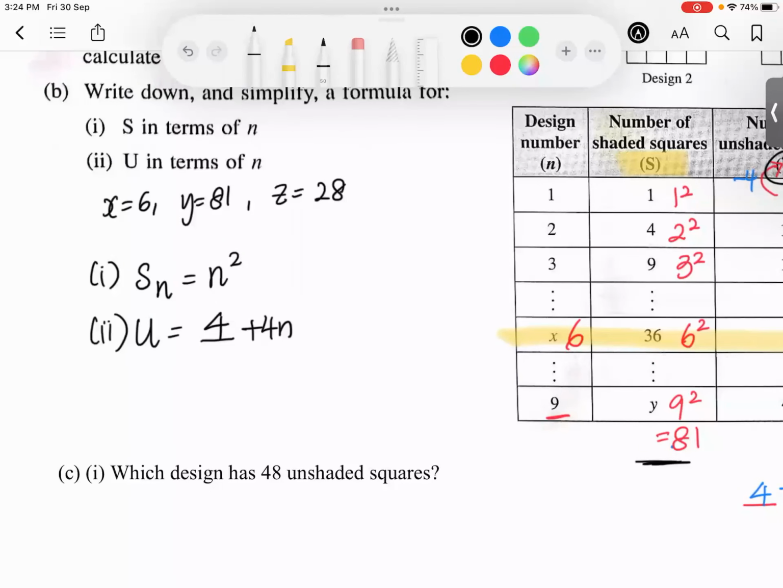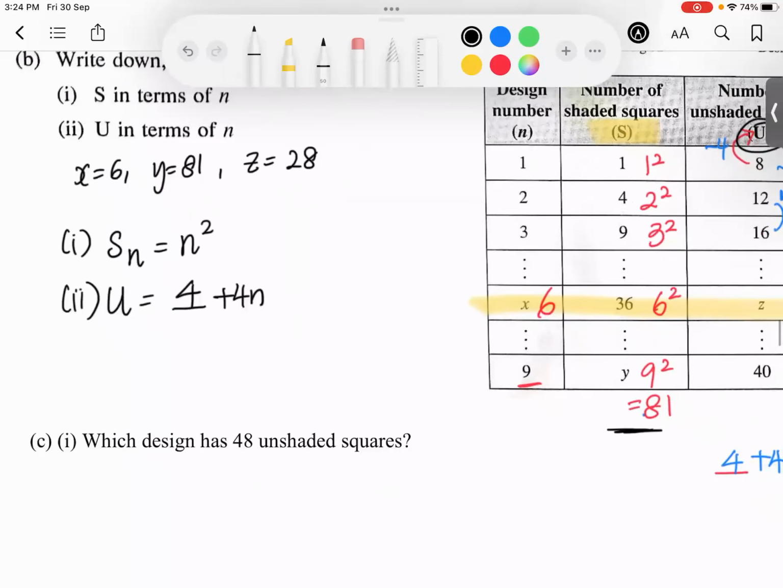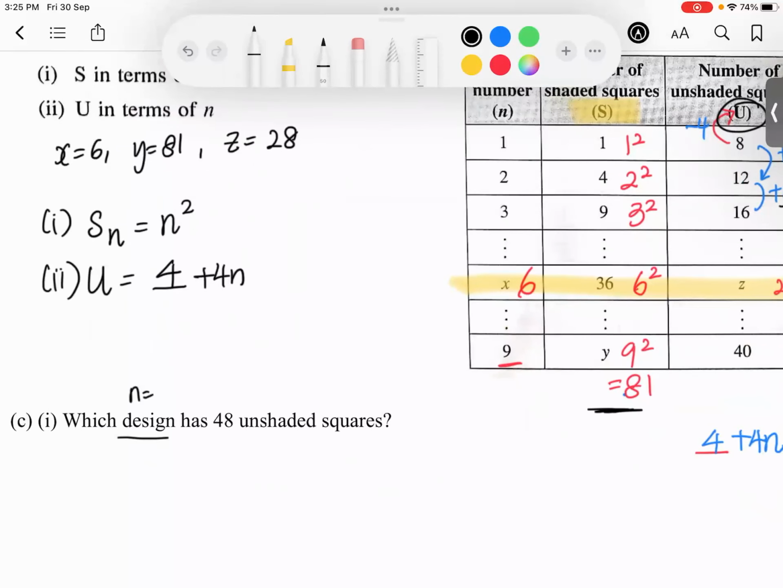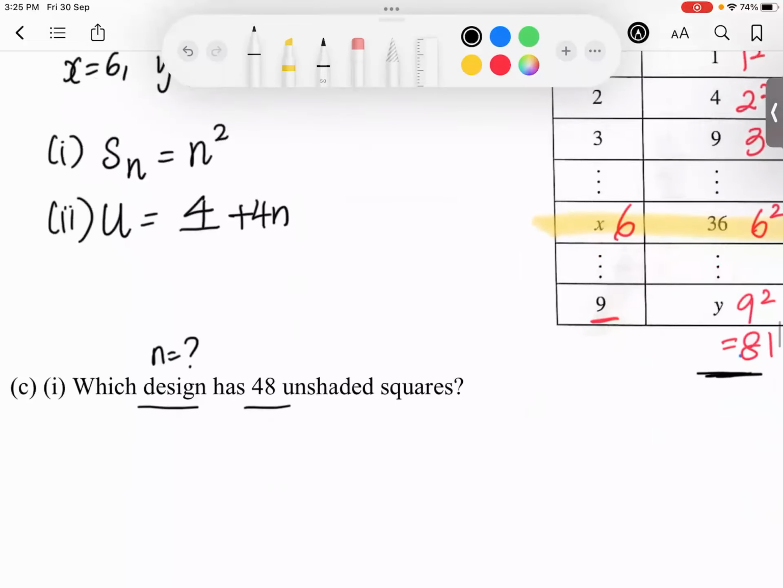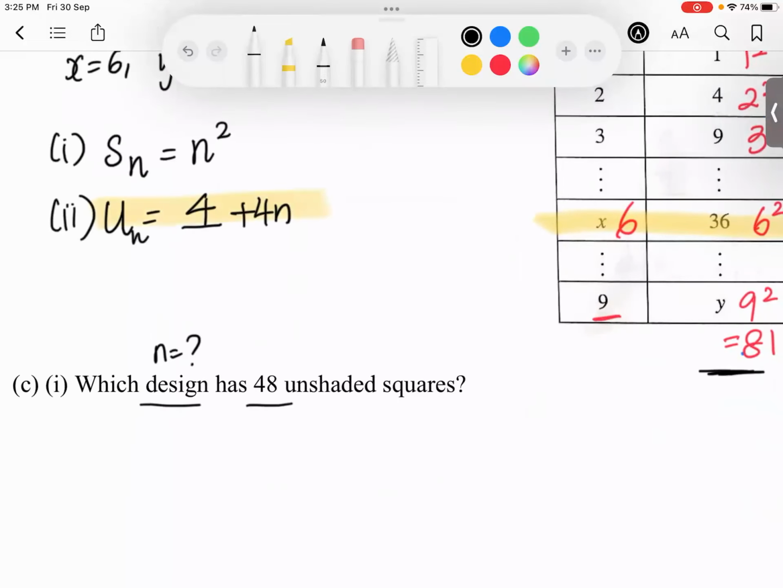Okay, then the next part of the question says which design, meaning n equals what number, has a total of 48 unshaded squares. The formula for unshaded squares is given by this one over here. So I know that a total of 48 unshaded squares is given by 4 plus 4n. 4n equals 44, n equals 11.